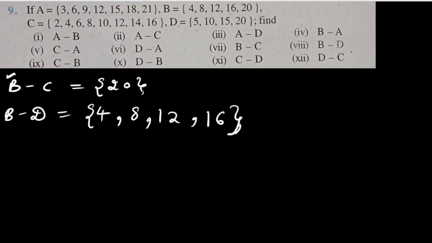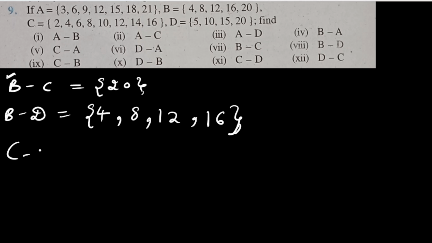Now B minus D. So B's elements I have to see, and with D we have to compare. 4 we can write, 8 we can write, 12 also we can write, 16 also we can write, 20 we cannot write because 20 is present in D also. Then B minus D we have done.